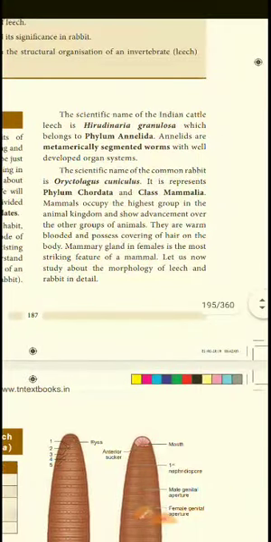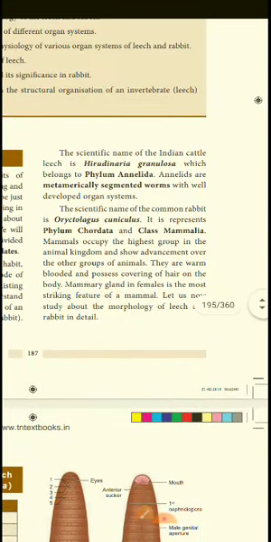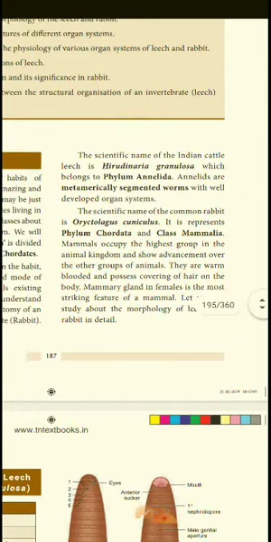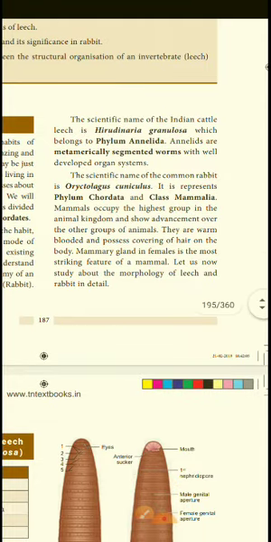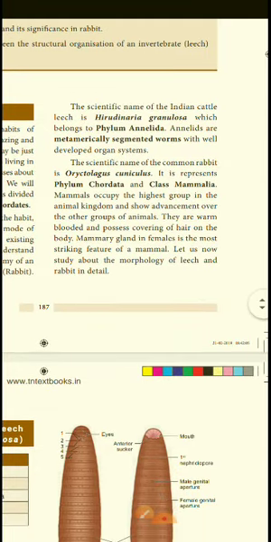The scientific name of the Indian cattle leech is Hirudinaria granulosa. Which phylum does it belong to? Annelida, because it has a ring-like structure, like the earthworm. The earthworm also belongs to phylum Annelida. Annelida are metamerically segmented worms, and they develop organ systems.